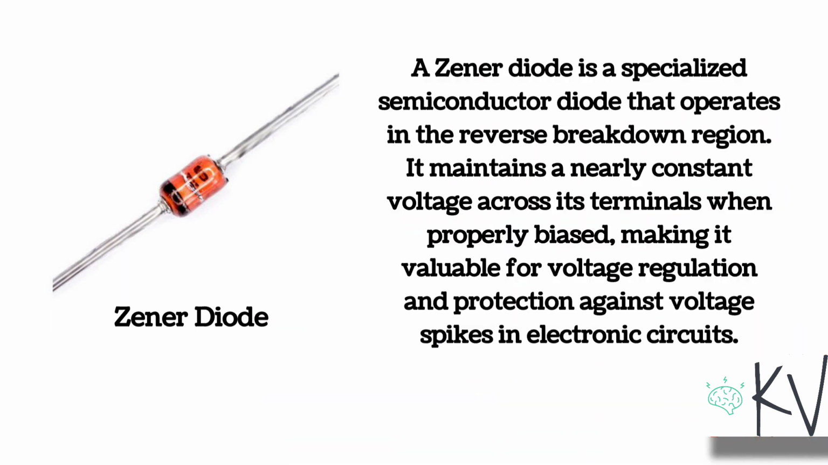A Zener diode is a specialized semiconductor diode that operates in the reverse breakdown region. It maintains a nearly constant voltage across its terminals when properly biased, making it valuable for voltage regulation and protection against voltage spikes in electronic circuits.